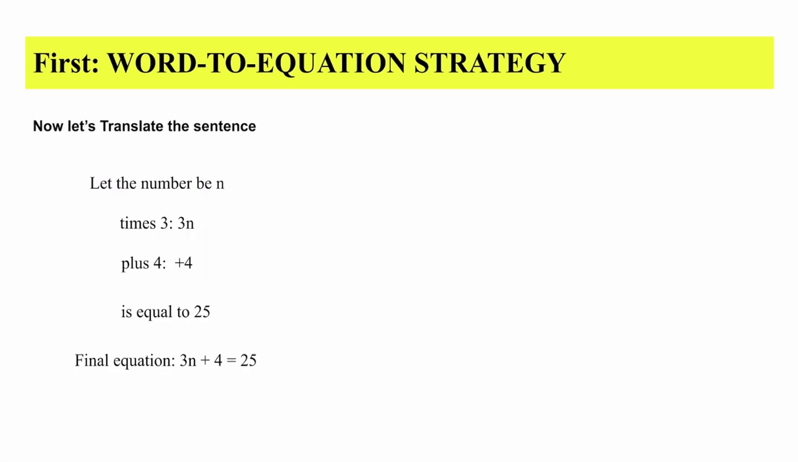Now let's translate the sentence. Let the number be n. Times 3, 3n. Plus 4 is equal to 25. Final equation: 3n + 4 = 25.